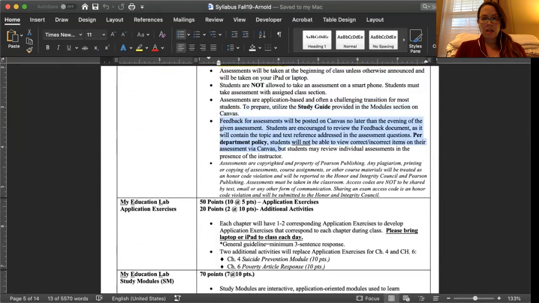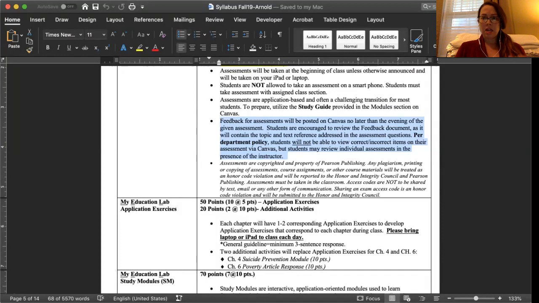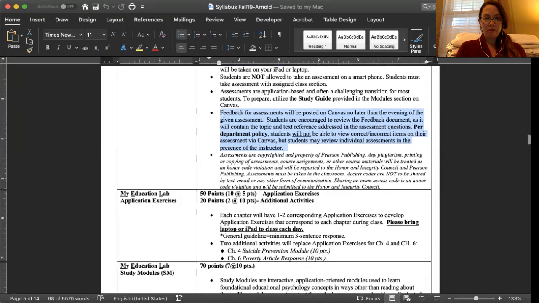After the assessment, on the day that everybody takes it, I will post a feedback document so that you can try to figure out where you might have missed, because they also do not show you which questions you missed. So you just kind of have to figure that out for yourself.